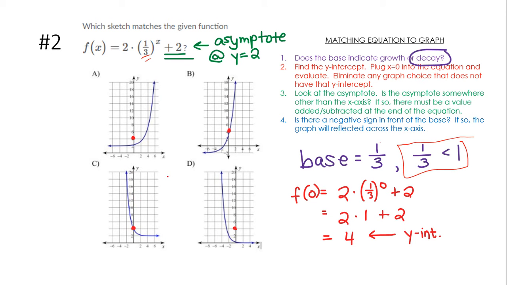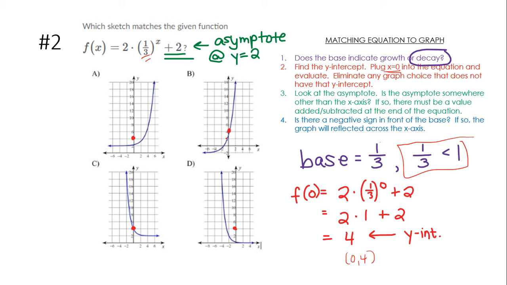Next, we can find the y-intercept. So the second step, find the y-intercept. Where does this go through when x equals 0? Remember, your y-intercept is always when x equals 0, so I've done that right here. F of 0 equals 2 times 1/3 to the 0 plus 2. So 2 times 1 is 2, and 2 plus 2 is 4. So my y-intercept is at (0, 4). Here you can see these red marks. They show me where my y-intercept would be.